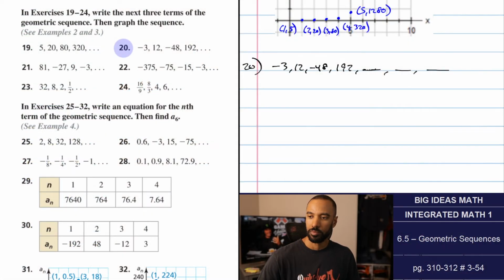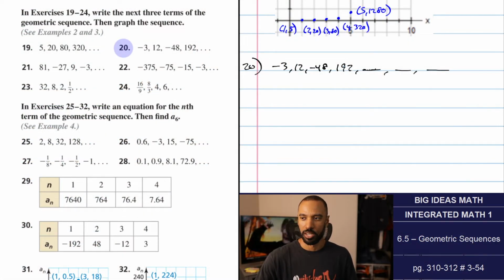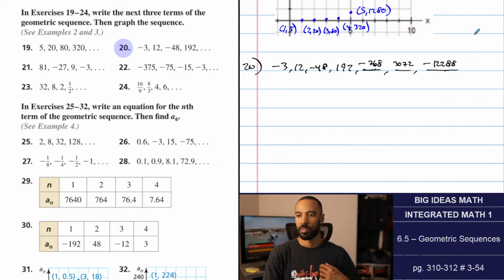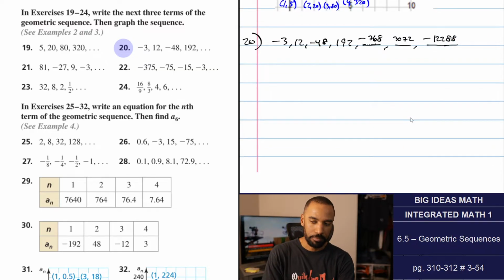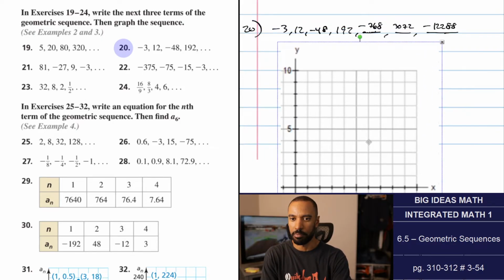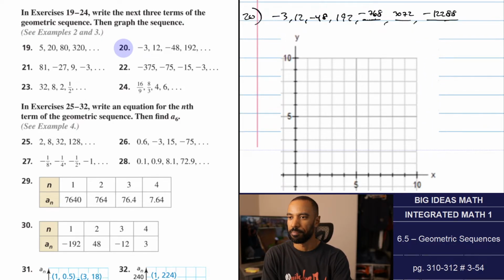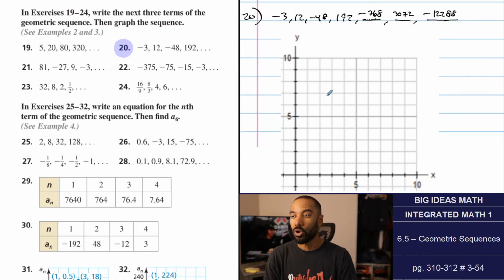So in changing signs, we were just positive. Now we're going to be negative, and then positive, and then negative. Maybe that's the way to go about that, not make the mistake. So negative 768, positive 3,072, and then negative 12,288. So like that, and, you know, graphing again. And I do know we have to go 7 terms this time. Like that. So, oh, they're going negatives.